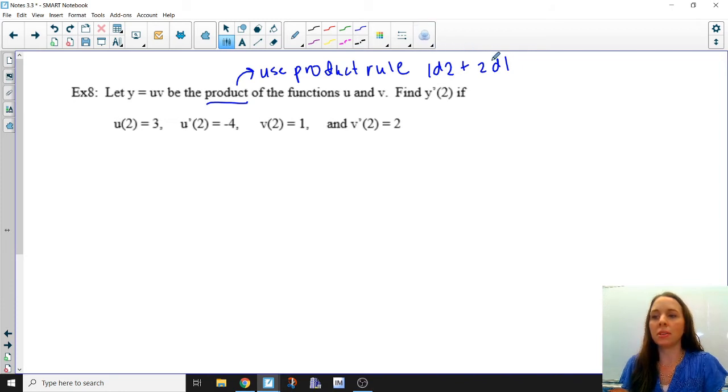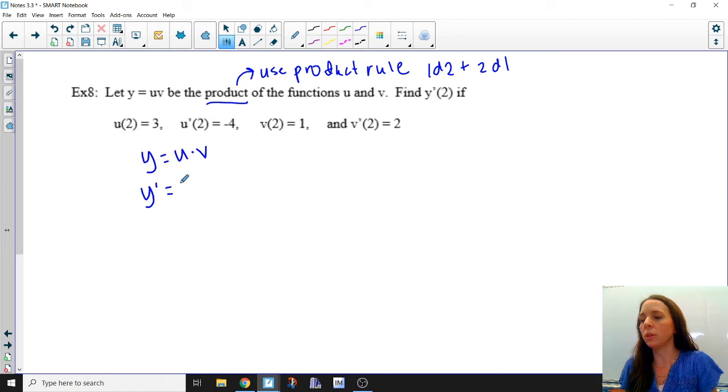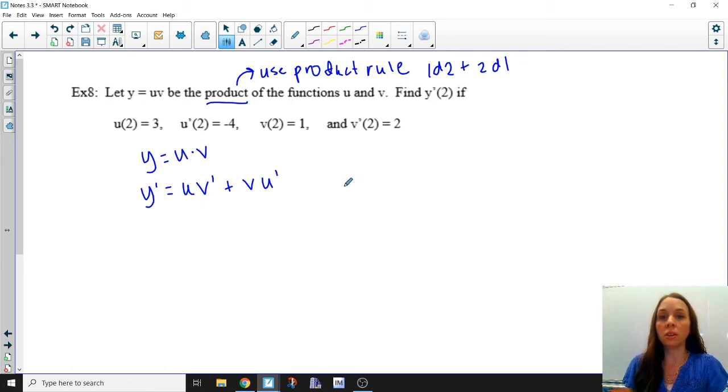First times derivative of second plus second times derivative of first. That's too much to say. 1d2 plus 2d1 has a nice little ring to it. All right, so here's what we're going to do. Let's start with our function. y equals u times v. And let's show that we can find y prime. Don't worry about any numbers yet. Let's just show the derivative of u times v with the product rule. y prime is going to be 1, don't write 1, write u, that's the first function. d2 is v prime, this is 1d2, plus 2 is v, d1 is u prime. And there you have it. There's the formula that you need to use to calculate the derivative of this product.